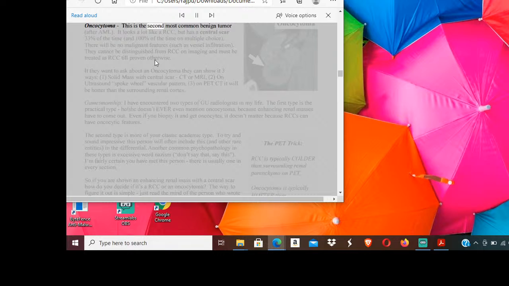Oncocytoma: this is the second most common benign tumor, after AML. It looks a lot like a RCC, but has a central scar 33% of the time, and 100% of the time on multiple choice. There will be no malignant features, such as vessel infiltration. They cannot be distinguished from RCC on imaging, and must be treated as RCC till proven otherwise.